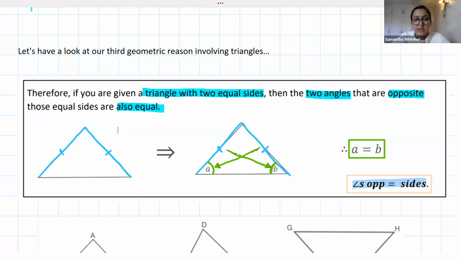Right, now obviously this is going to help us determine angle sizes. We then can also use sum of angles in a triangle with more effectiveness, because we essentially know two of the three angles. And so this is going to link up quite a lot with the other triangle reasons and the other straight line reasons that we've had a look at, knowing that the angles opposite equal sides are equal.